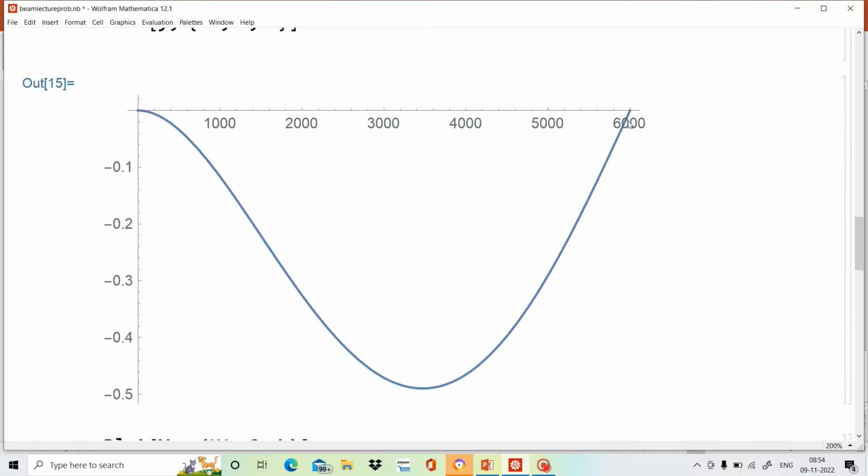Here it is a plot for the deflection, and this deflected shape is shown in this manner. This end is fixed and this end is pinned, and the maximum deflection is 0.5 mm. It is larger than the fixed case, with both ends clamped, where it was only minus 0.2 mm, but here it is minus 0.5 mm, though less than the simply supported case and the cantilever case.